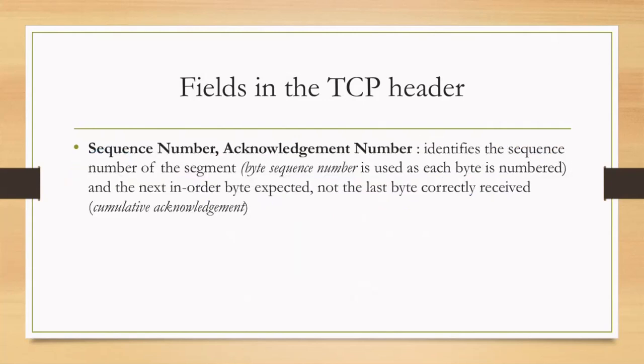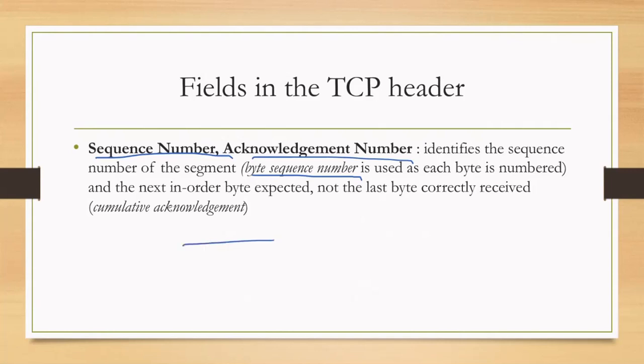Next you have sequence number and acknowledgement number. Now you know why sequence numbers are used and how acknowledgement numbers are used. Remember, here in TCP, each byte of the segment is given a sequence number. So each byte is sequenced, so it uses a byte sequence number. The sequence number will identify the segment, and the acknowledgement number will give the next byte expected.